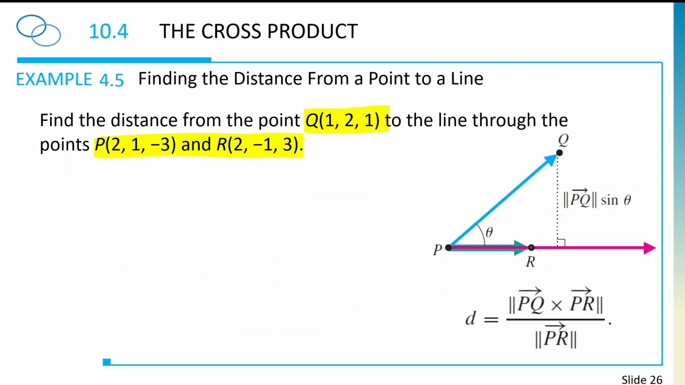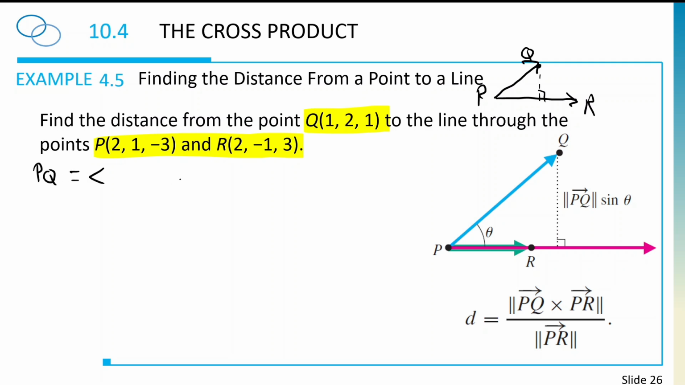Now let's try one example on how to find the distance here. The question says: find the distance from the point Q(1, 2, 1) to the line which passes through the points P(2, 1, -3) and R(2, -1, 3). So basically, you're thinking about the point Q and there's a line passing through PR. So I need to create another vector in order to find this distance. So I have to do what? PQ.